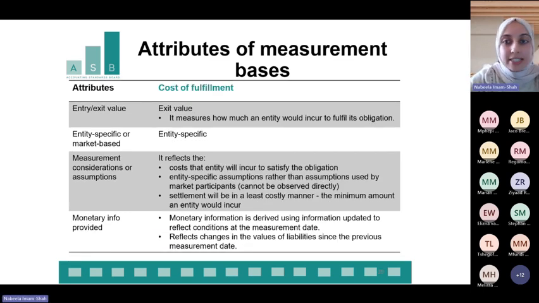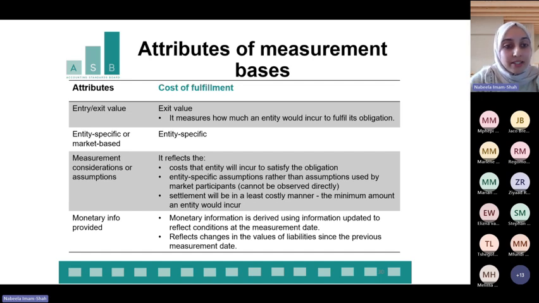Okay. Let's look next at cost of fulfillment. This is an exit value because it measures how much an entity would incur to fulfill its obligation. It is entity specific. It reflects the cost that entity will incur to satisfy the obligation it has. It also reflects entity specific assumptions rather than the assumptions used by market participants. It also reflects settlement that will be in the least costly manner. This is the minimum amount an entity would incur.